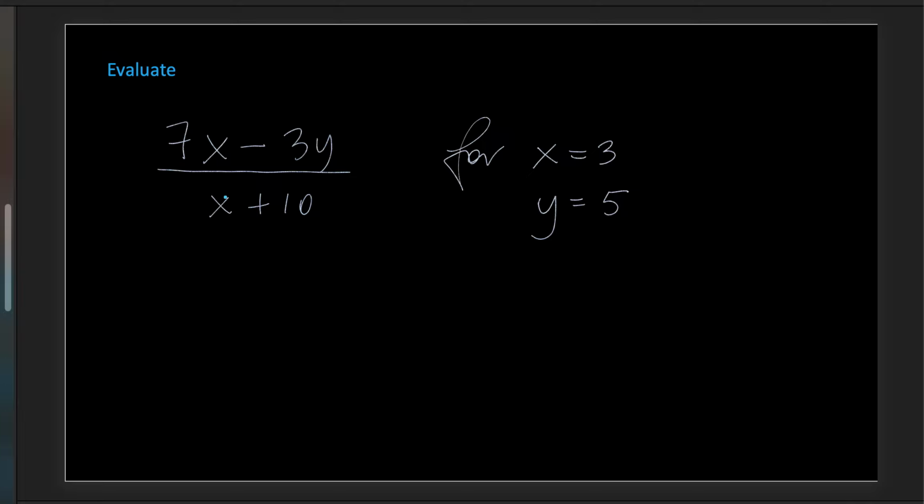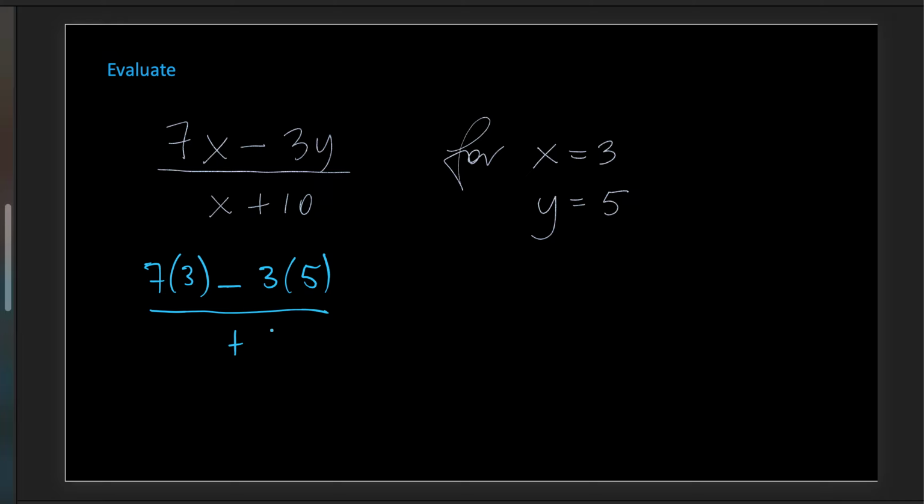Another example is this, where we have 7x minus 3y divided by x plus 10. We're given that x is 3 and y is 5. So I'm going to write my division bar, the subtraction sign there, the addition sign. I have 7 sitting next to x, so that means multiplication. So 7 times 3, since x was given as 3, minus 3 times 5, since y was given as 5.